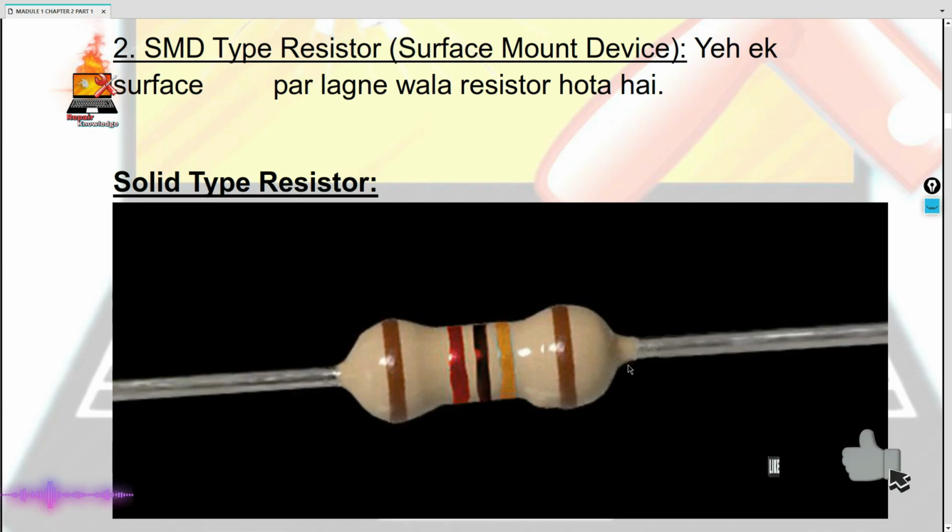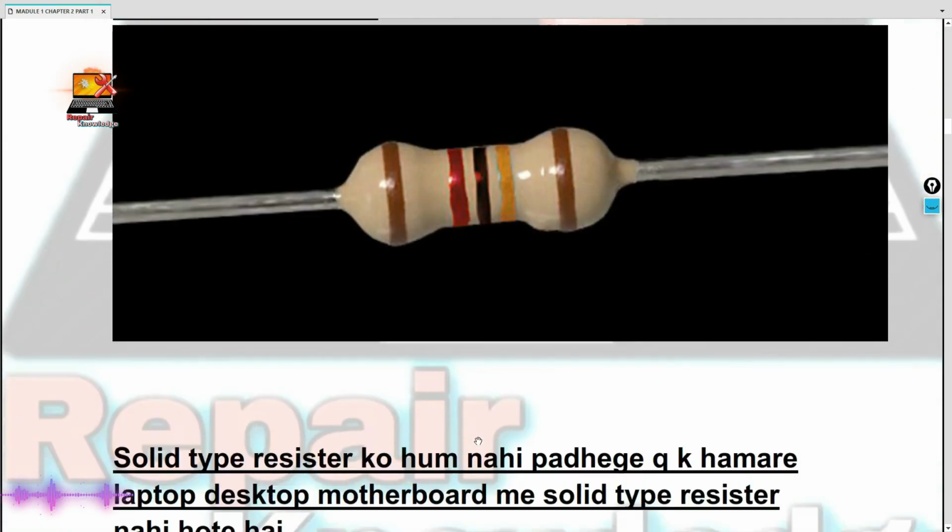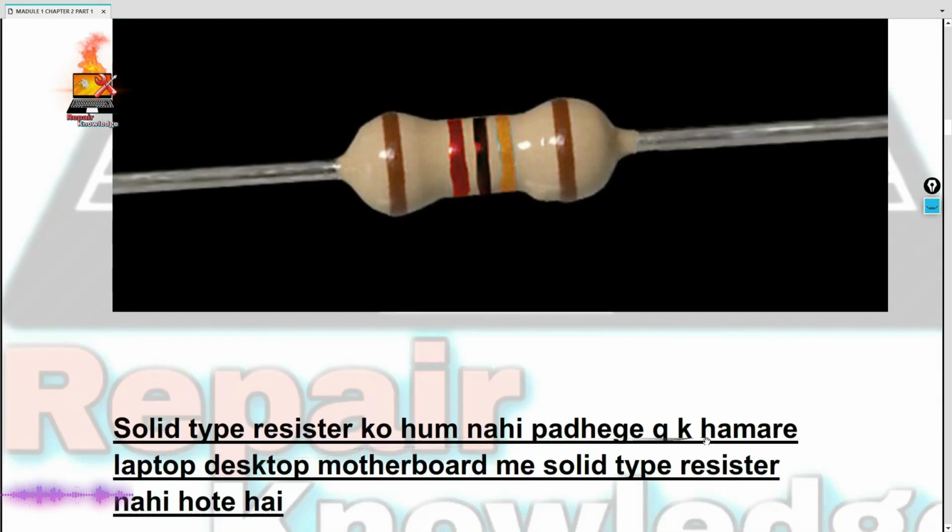These resistors have holes in the board. Those two pins, like this one pin and this one pin, go into the holes of the board, and from the opposite side of the board they are soldered there. So this is the solid type resistor.